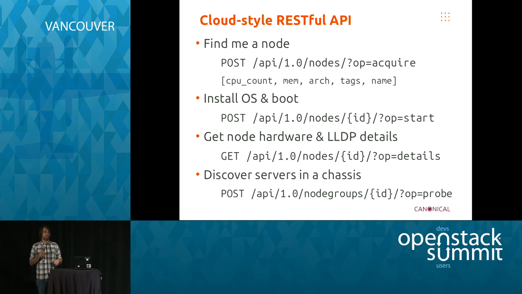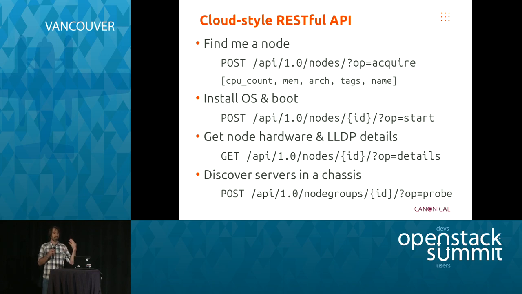We offer, as I said, a cloud-style RESTful API, and this is the thing I think which distinguishes Maz from other provisioning systems at its core. The API is designed to operate like a cloud. So when you're talking to Maz, you don't say, install this OS on that machine. You can say, find me a node with these characteristics.